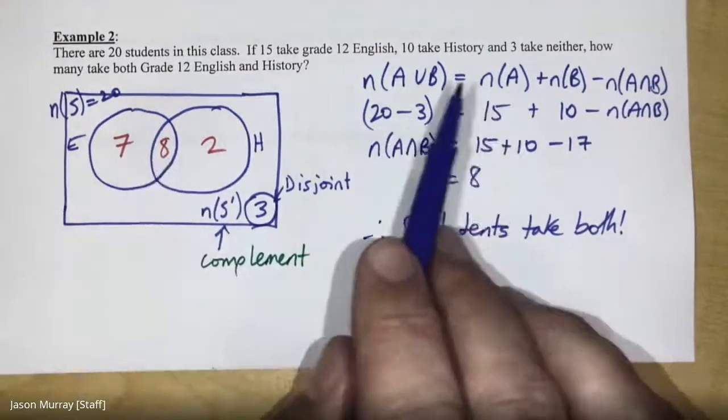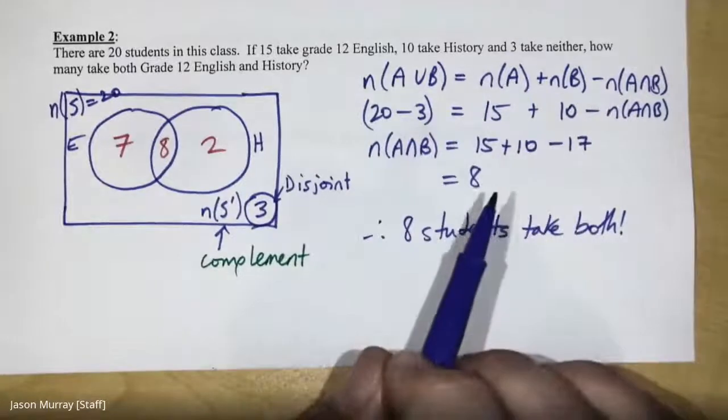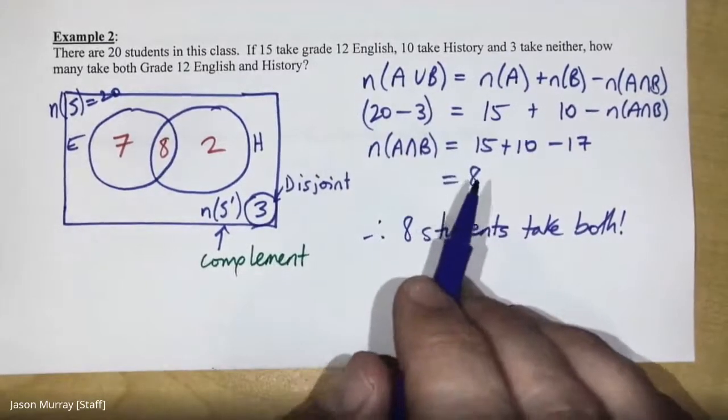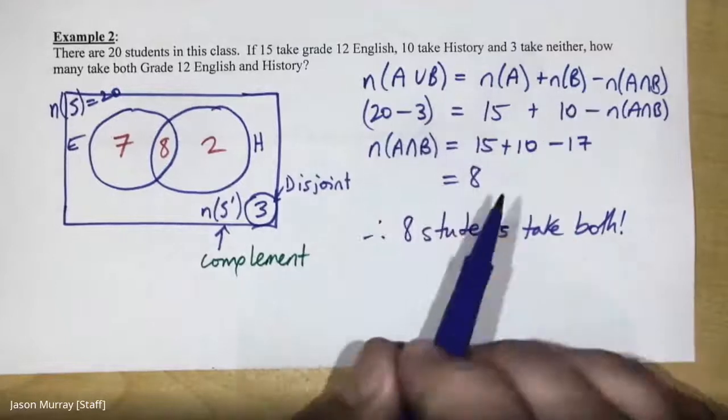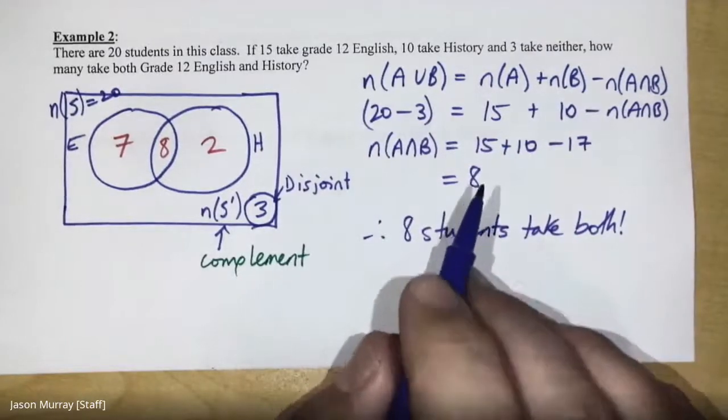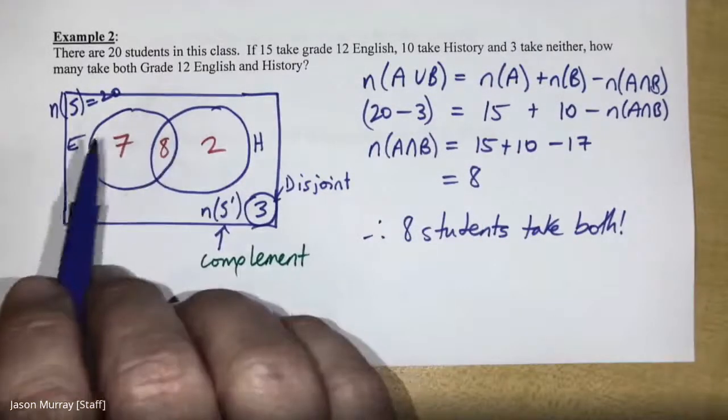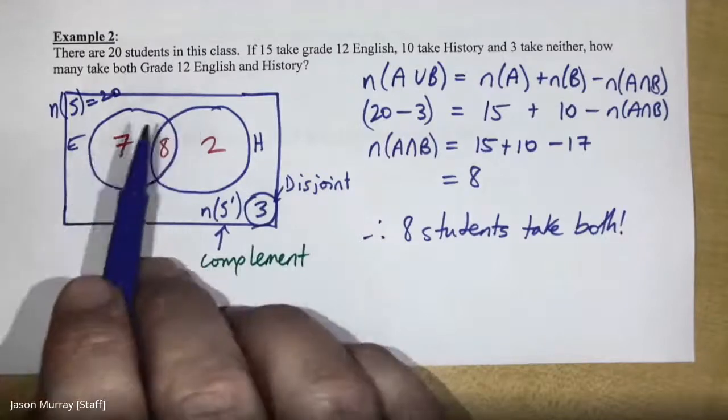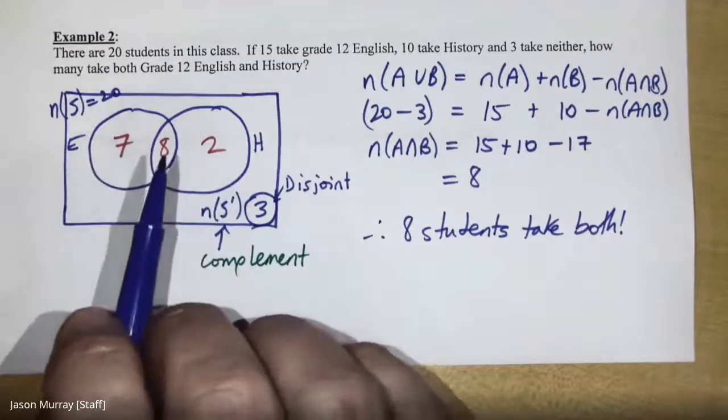You had to calculate it using the inclusion and exclusion formula to get that 8 first. And once you know what the 8 is, then you can fill out the rest of the Venn diagram. But you don't really need the Venn diagram for that. So this is what I would give you marks for, just this.